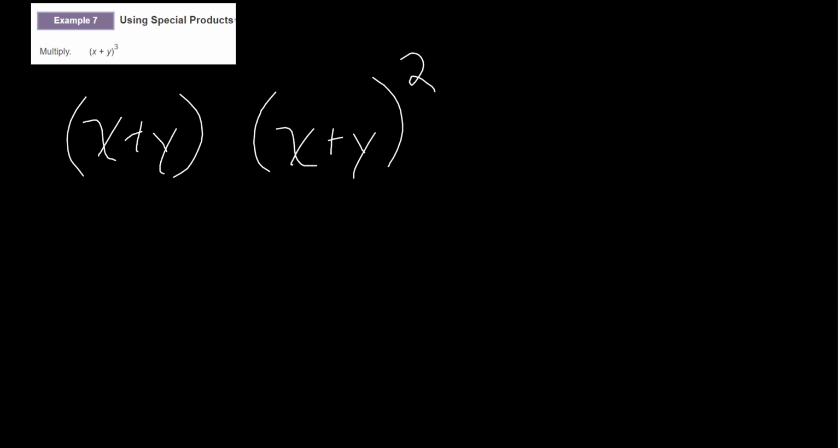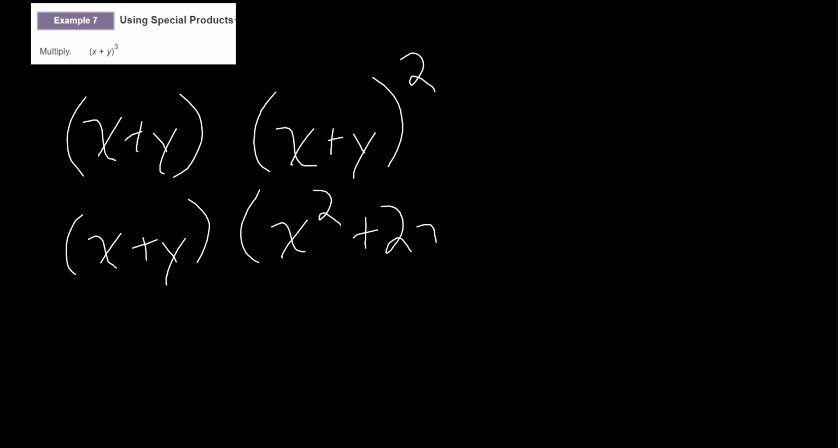All right, so let's do x plus y times x plus y quantity squared, which we know is simply x squared plus 2xy plus y squared. We know that because it's a perfect square trinomial. And then from here, we can do our handy dandy foiling, well, I say foiling, distributing.